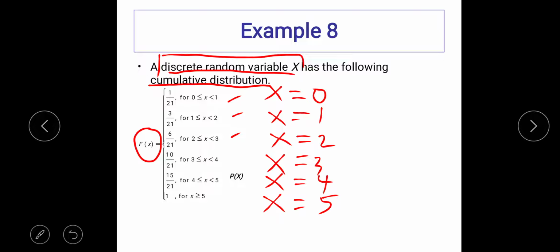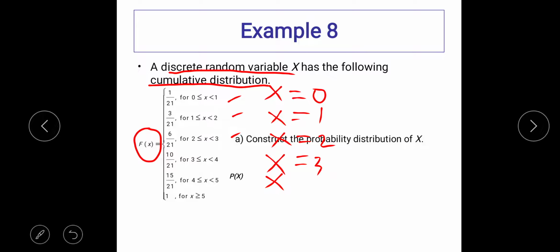That is why we don't have values like x equals 0.5, x equals 1.6, 2.7 and so on. So you are taking only exact values. So we have x 0, 1, 2, 3, 4, 5. And don't forget, we are given the cumulative distribution function. So what you need to do is construct your probability distribution function. So you need to determine your x values here.